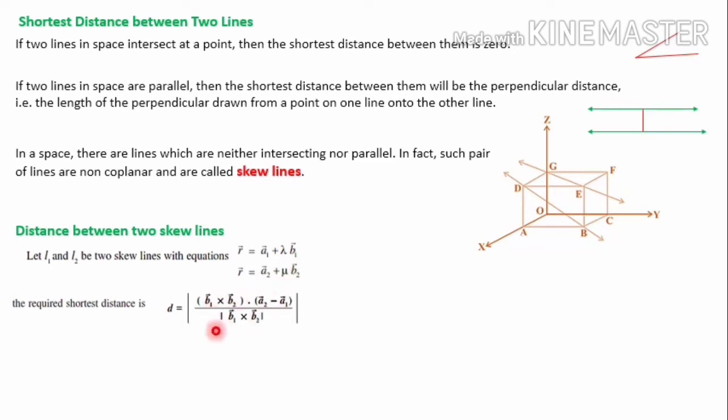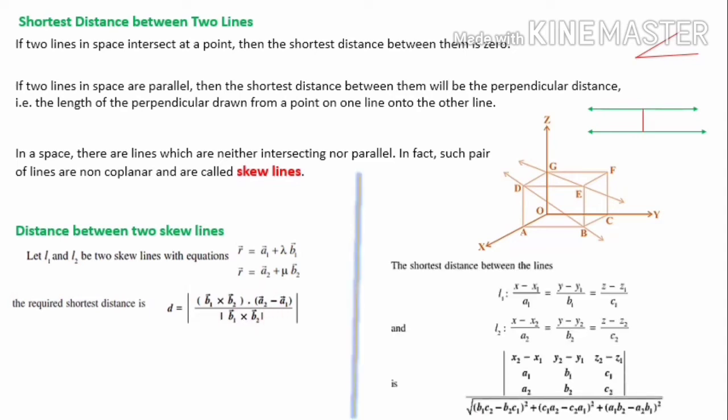This is the first formula, in vector form, and another one is, as before, the Cartesian form. The shortest distance between the lines L1, that is x minus x1 by a1 equal to y minus y1 by b1 is equal to z minus z1 by c1, and L2, the second line, is x minus x2 by a2 equal to y minus y2 by b2 equal to z minus z2 by c2. It is quite clear in the equation itself. It is Cartesian form. The equations are given in Cartesian form, so it is better to use this formula. Even the other formula you can use, but for an easy way to calculate, this is better.